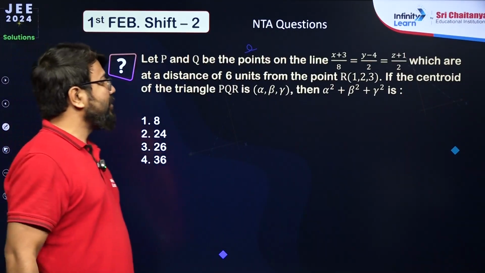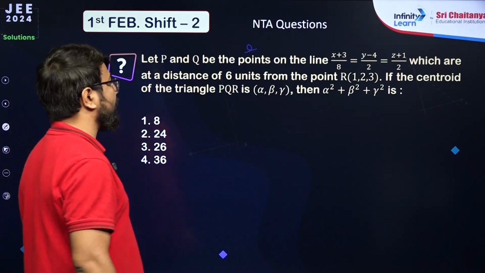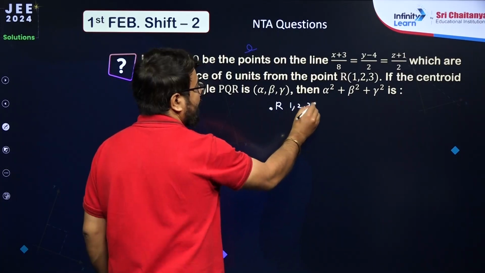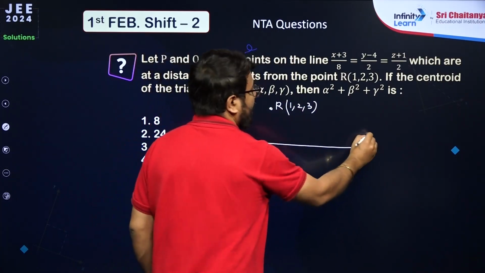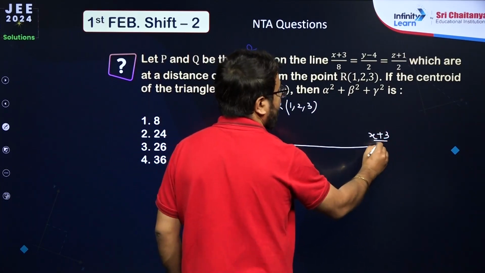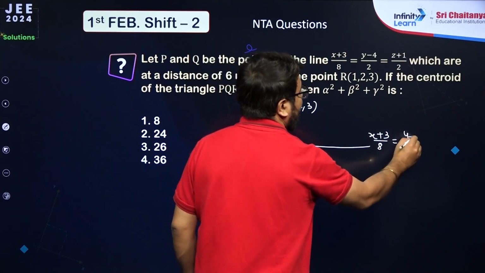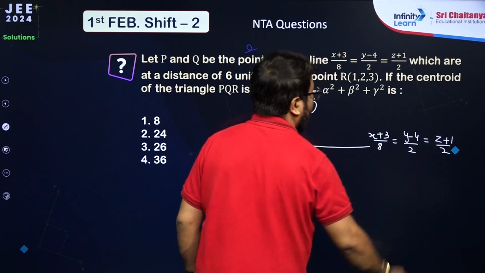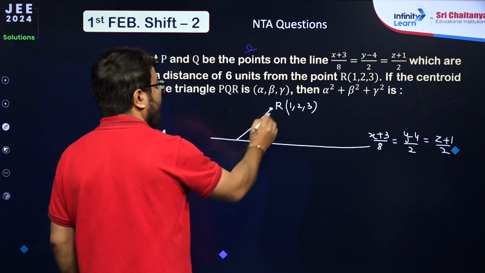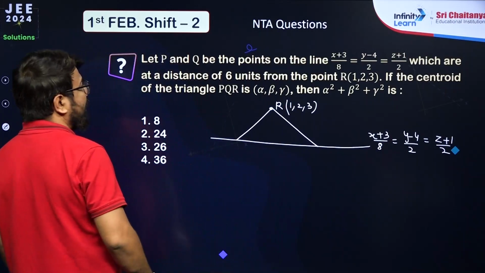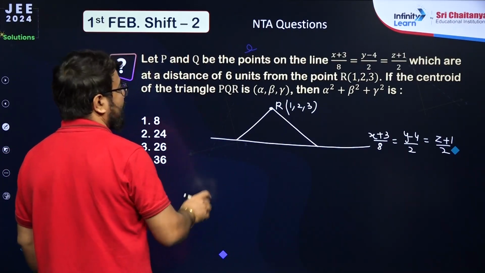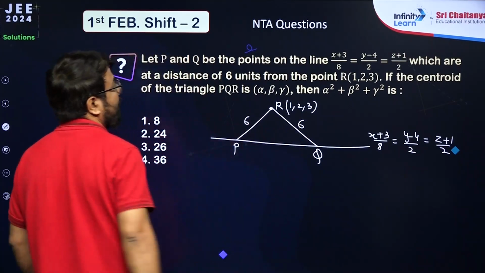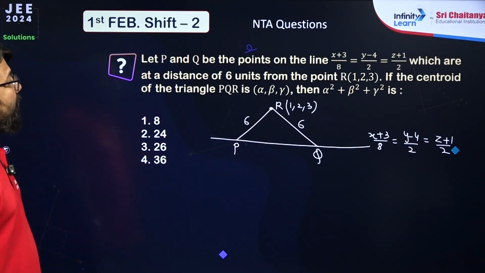P and Q are the points on this line which are at a distance of 6 units from the line R. Suppose this is a line R, and here it is 1, 2, 3, and there is a line being given to us, which is (x plus 3) over 8, then here we have (y minus 4) over 2, and here we have (z plus 1) over 2. Okay, now it is being given that P and Q are the points on the line which are at a distance of 6.